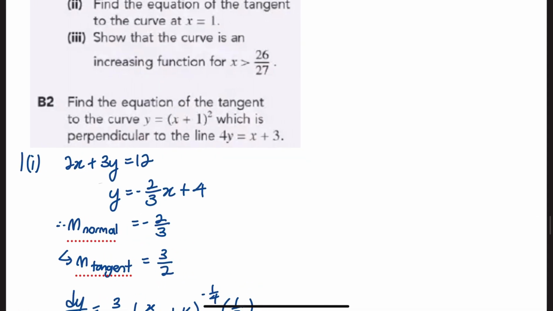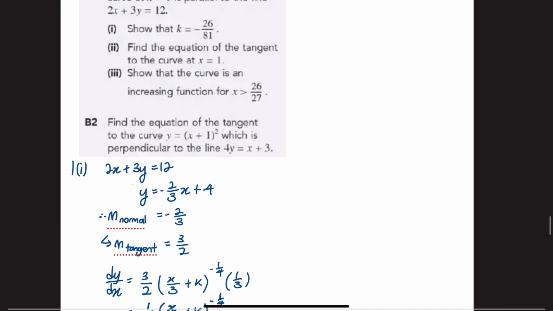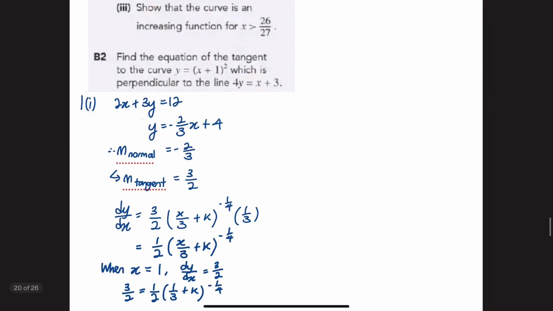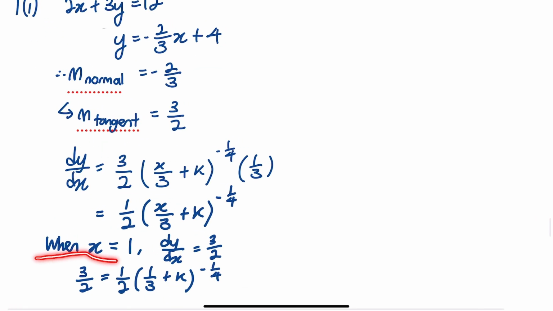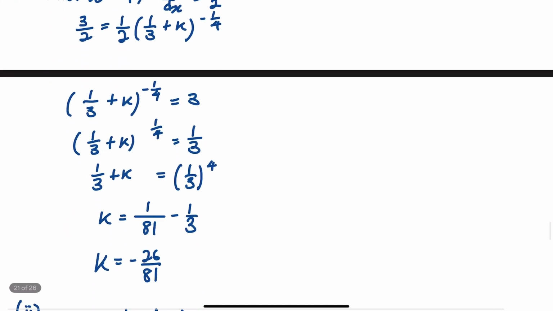First step is to find the gradient of the normal. Once I found the gradient of the normal, I can now find the gradient of the tangent. Once doing so, I can now find dy over dx. Based on the equation of the curve here, I find dy over dx. Then, the question says that when x is equal to 1, the gradient of the curve is equal to 3 over 2. So if I equate this together to form this equation, I can then solve for k, which will give me k is negative 26 over 81. So this is for part 1.